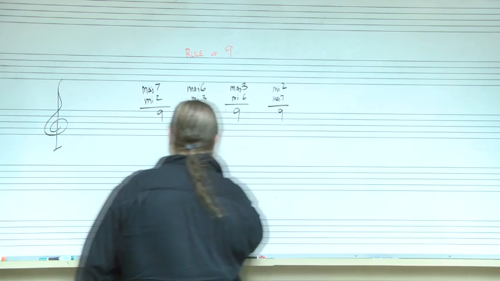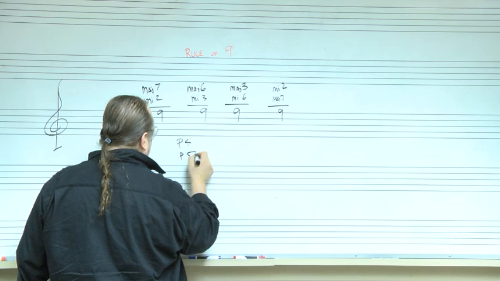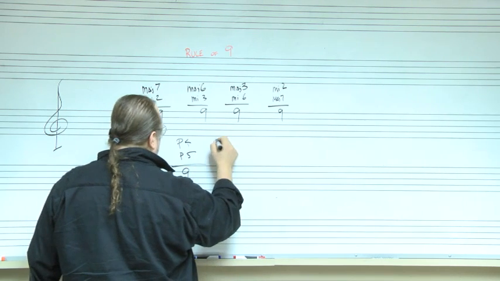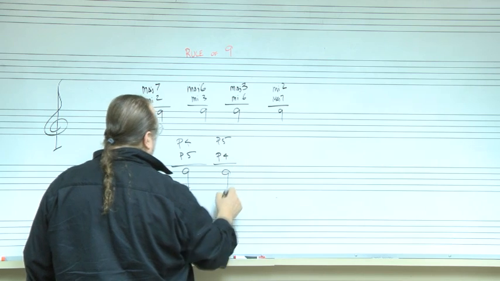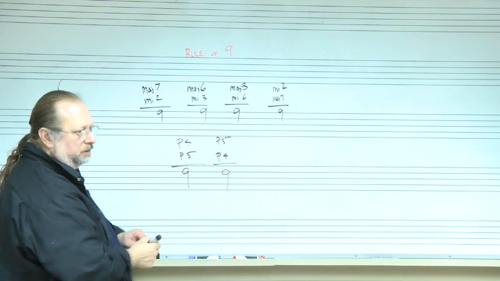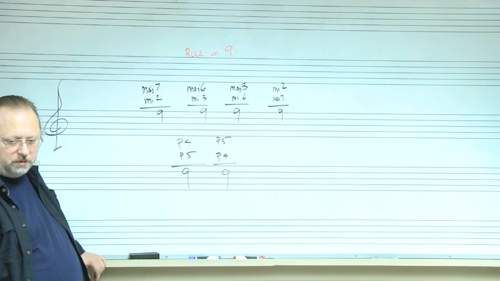Then you've got your perfect fourth, flipped becomes a perfect fifth, and that's 9. A perfect fifth flipped becomes a perfect fourth, and that's 9. That's only for all the major intervals. So that's the rule of 9. Everything always adds up to 9. Minor second.